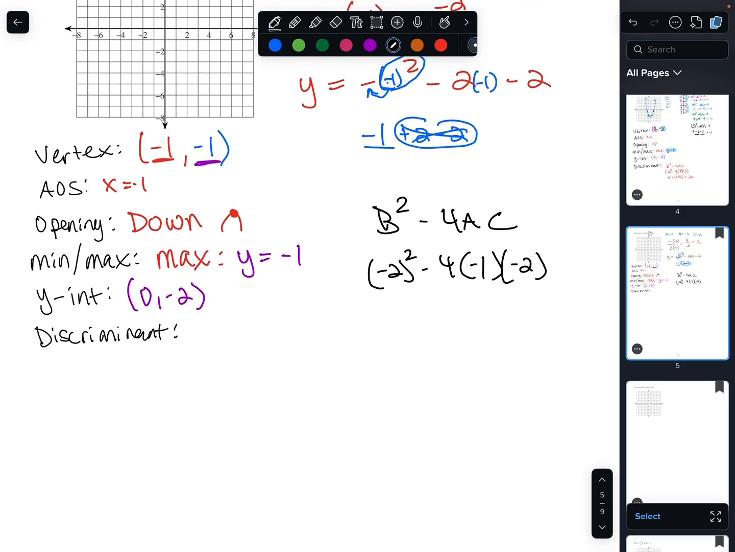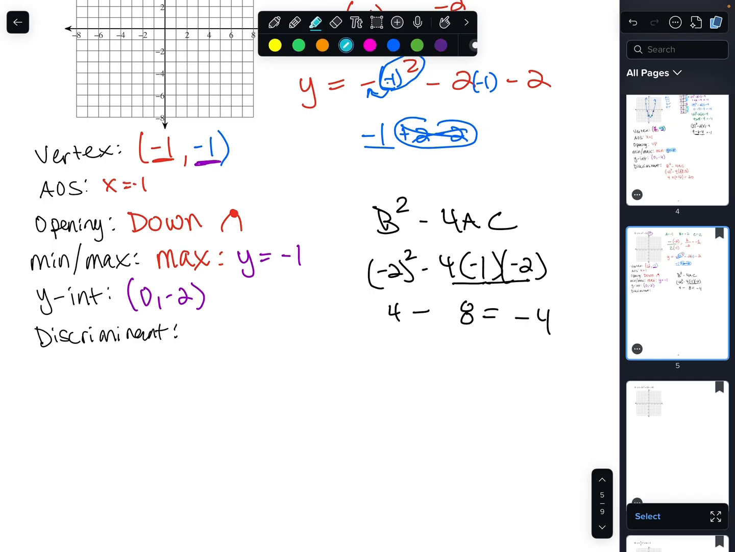Negative 2 squared is a positive 4 minus 4 times negative 1 is negative 4. Negative 4 times negative 2 is negative 8. Sorry, negative 4 times negative 2 is a positive 8. And then when we subtract these, 4 minus 8, I keep messing up. 4 minus 8 is negative 4.